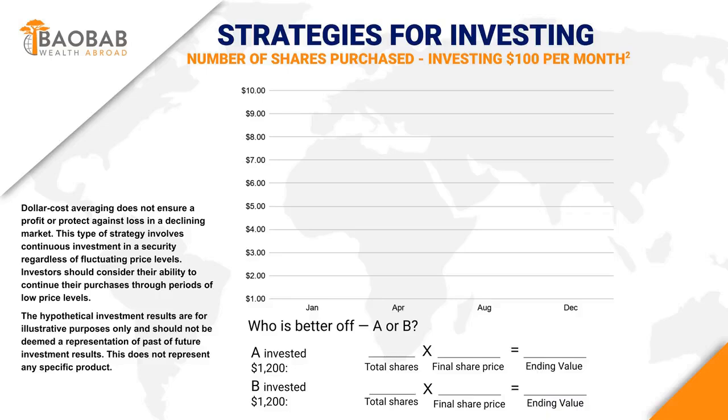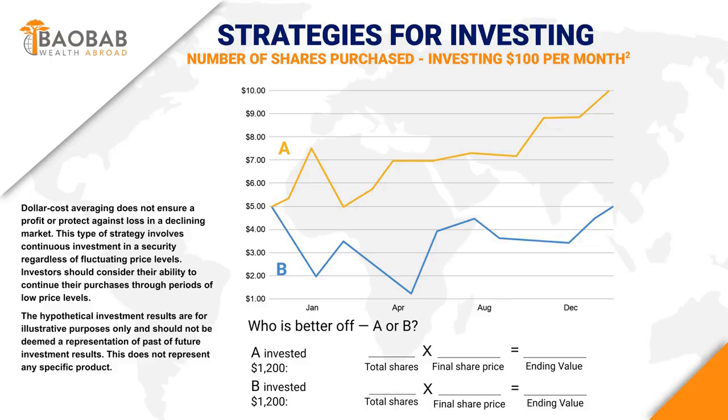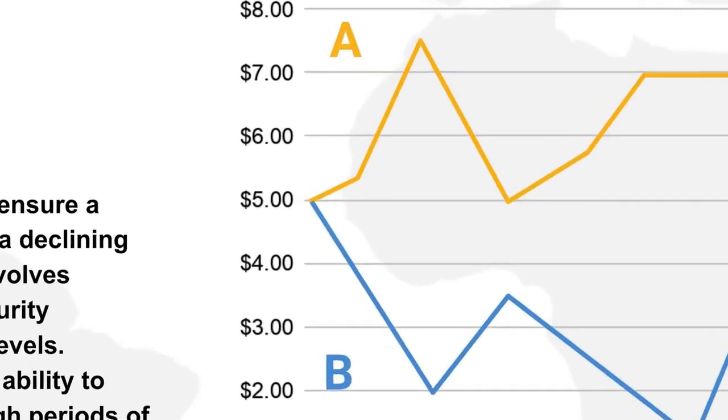Here is a simple chart showing two investments, A and B. Let's say these are mutual funds in your retirement plan at work, and you're going to invest $100 out of your paycheck each month into your retirement plan. They both start out the year at the same value, $5 per share. But that's where the similarities end.